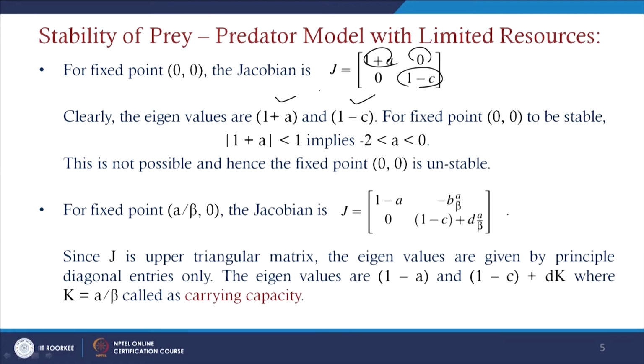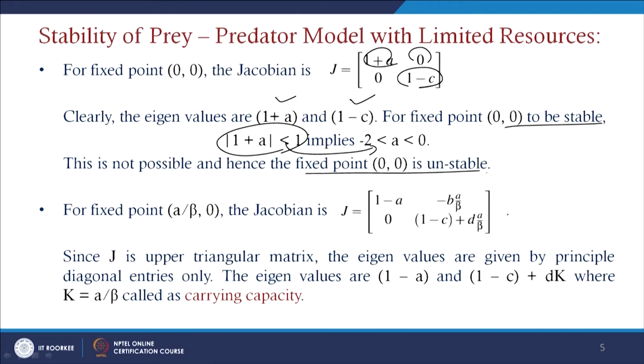And for the fixed point (0, 0), we can say that it is a stable point if the magnitude of the eigenvalue is less than 1. So, the first eigenvalue, if we consider 1 plus a in absolute form as less than 1, this implies that, in the manipulation process, a should lie between minus 2 and 0 here, and this is not possible since a cannot be negative. So the fixed point (0, 0) is unstable here.